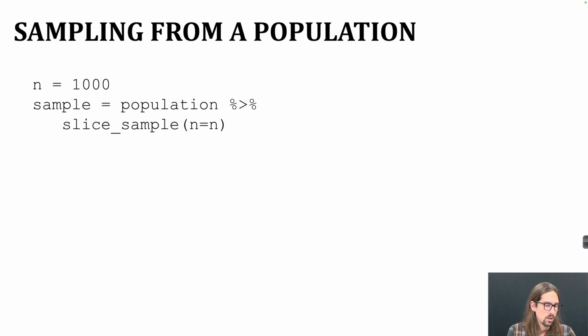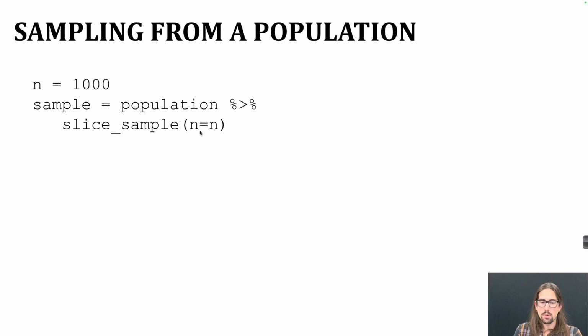Okay, so let's go back to R and work on these kinds of ideas there. If you have a population data frame in R, you can take a random sample from it by using the slice sample function. So here I'm taking a random sample of 1,000 people. I set n equals 1,000.